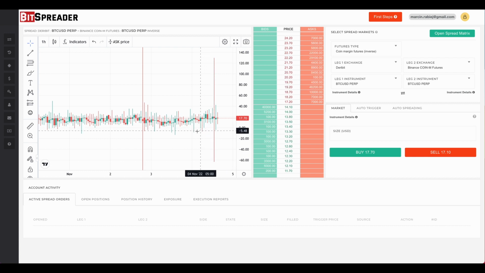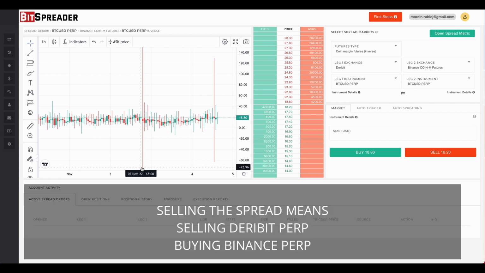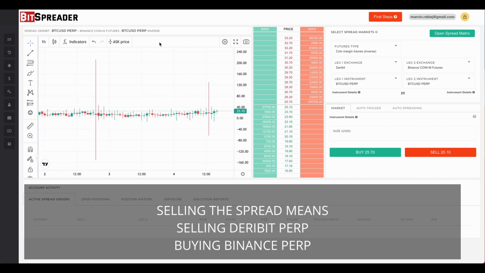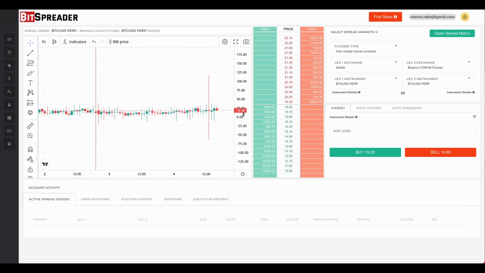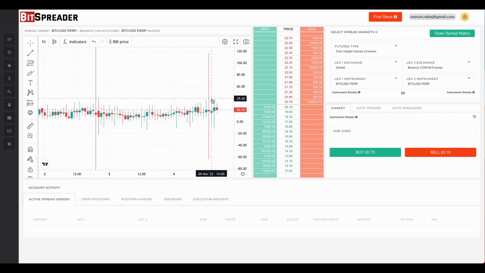In the next step, we need to understand what the price of the spread will be when we sell it. Selling the spread means selling the Deribit perpetual contract and buying the Binance perpetual contract. Let's switch the chart to show bid price candles. At its highest values in the last hours, we could sell the spread for $30, $40 or even $120.